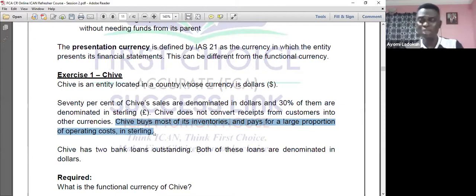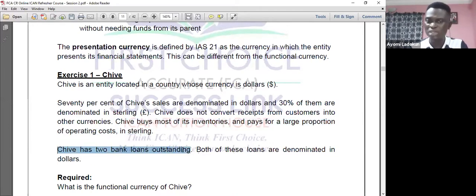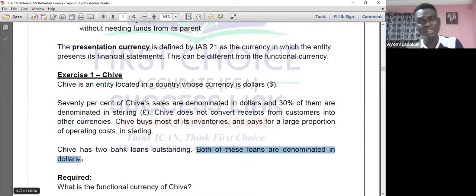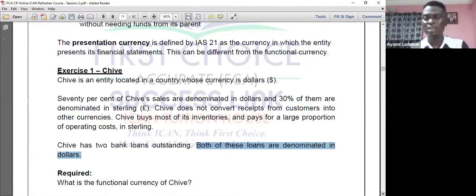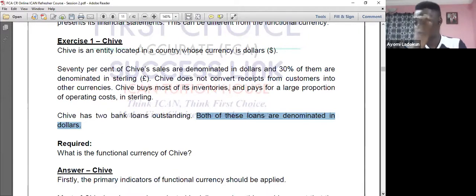Then I recall in my memory, under my secondary factors, these are the currency in which funds from financing activities are generated, and the currency in which funds received from operating activities are retained. So he now says Chive has 2 bank loans outstanding. Both of these loans are denominated in dollars. Can you see that? That's financing activity in dollars. So obviously, the dollar is the functional currency. So that's it. Dollar is my functional currency.